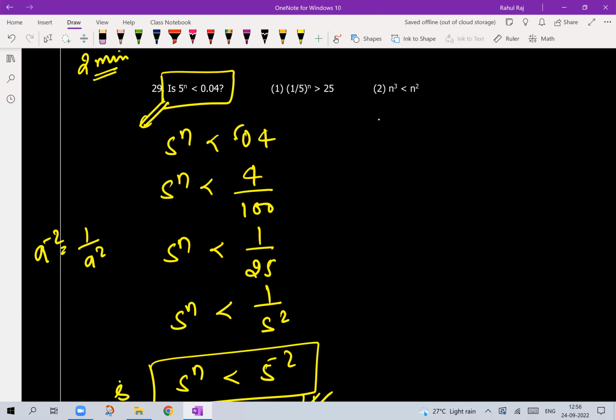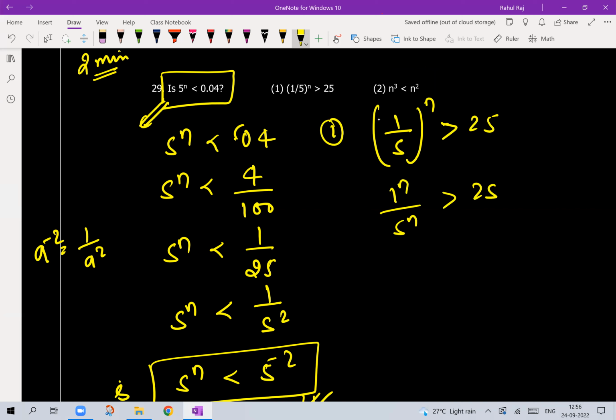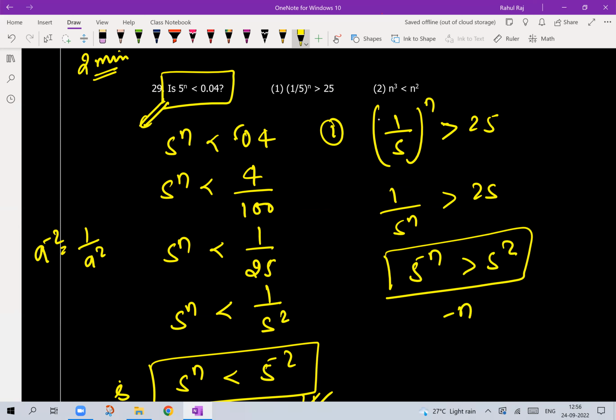So let's say option number 1. It says: (1 by 5) to the power n greater than 25. Now simply solve it. 1 to the power anything is 1, so it will be just 1 by 5 to the power n, which becomes 5 to the power negative n, greater than 5 square. Now 5 to the power negative n is greater than 5 square only when minus n is greater than 2. Minus n greater than 2 means, if you multiply by negative, n becomes less than negative 2.